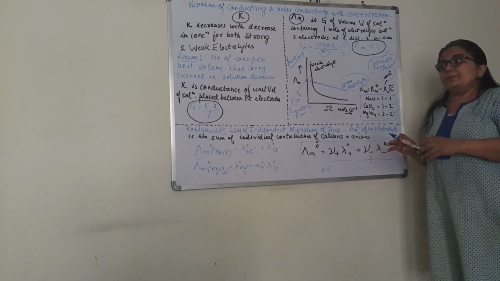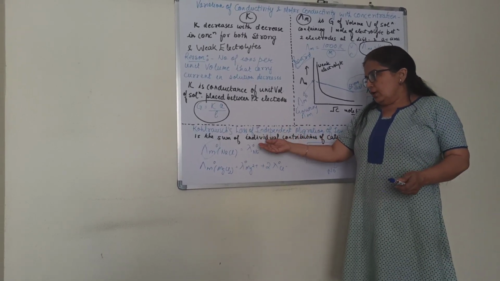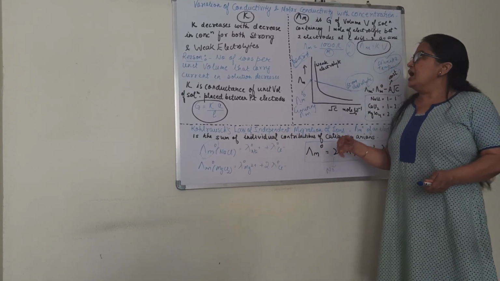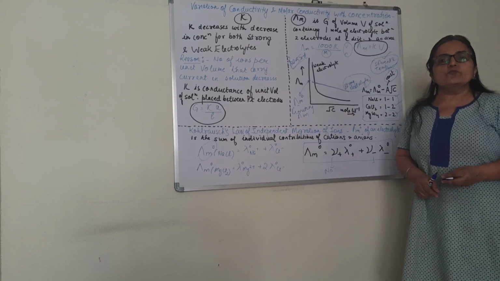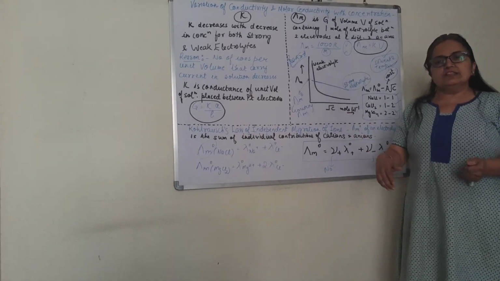Now how do we apply this Kohlrausch law of independent migration to calculate the lambda m naught for weak electrolyte? We'll be discussing in the next video.